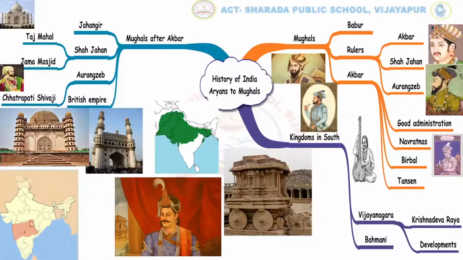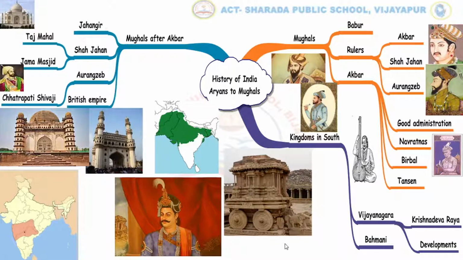Kingdoms in South. Two great kingdoms of southern India or the Deccan are the Vijayanagara Empire and the Bahmani Kingdom. The powerful rulers of the Bahmani Kingdom were Alauddin Bahman Shah, Muhammad Shah I and Firoz Shah. Many world-famous monuments were built during the period of 1347 AD to 1527 AD of the Bahmani Kingdom, like Gol Gumbaz and Charminar and many more monuments.